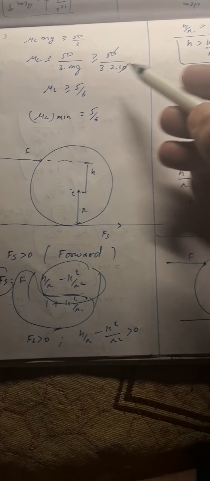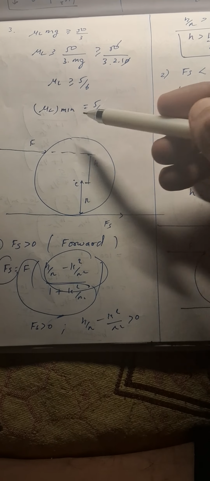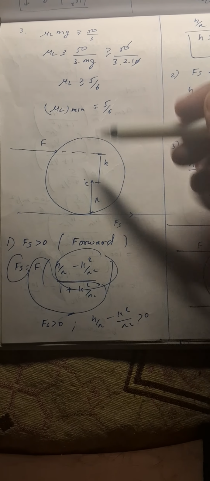Then we have a numerical based question on calculations of mu, a numerical based problem on that. Condition for forward friction, backward friction, zero friction, numerical problem based on that. Analysis for the height at which force should be applied so that a body can roll without friction. So this is the height for that.